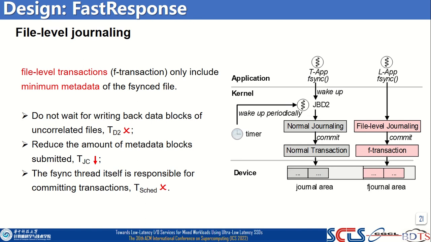First, there is no need to wait for writing back the dirty data blocks of uncorrelated files, and thus TD2 can be removed. Second, it reduces the amount of metadata blocks submitted, and thus TGC can be reduced. Third, the fsync thread itself is responsible for committing transactions, and thus avoids the cost of process scheduling for the GBT2 thread and fsync thread wake-up, so T-scheduled can be removed.